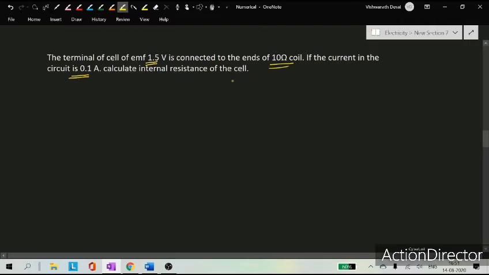Okay, they have given it here, the EMF is given as 1.5 volt. The battery, normal battery voltage, is connected to the ends of the coil. It's the resistance you take directly. The resistance is 10 ohm. If the current is 0.1 amps, calculate the internal resistance. Okay, you need to use the formula for the current in a circuit.